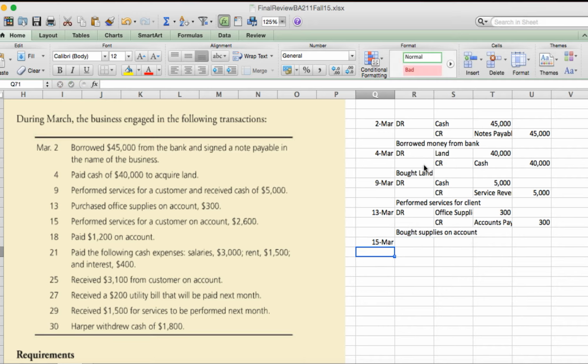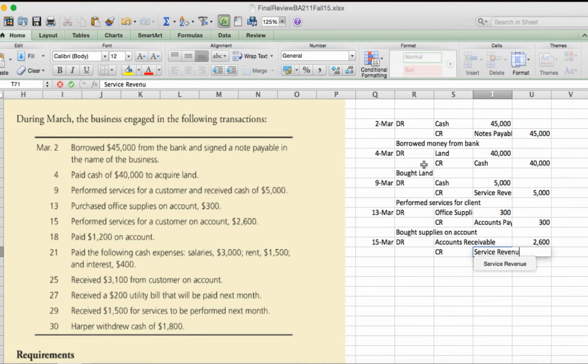15th March. Performed services for a customer on account. So again, they owe us money for services that we've already performed. So instead of receiving cash, we just have this accounts receivable, but it's still considered service revenue. Performed services for client, and I would probably just add on account there.